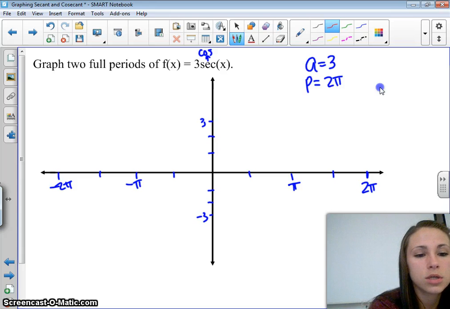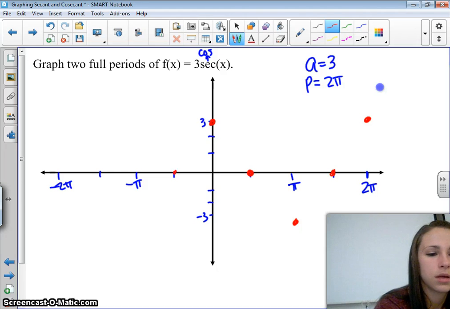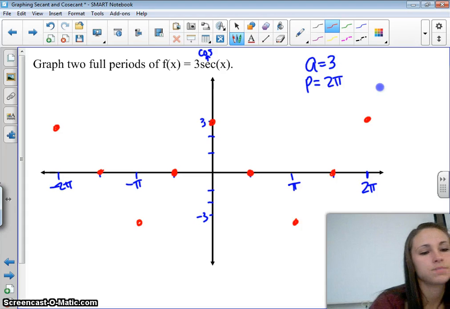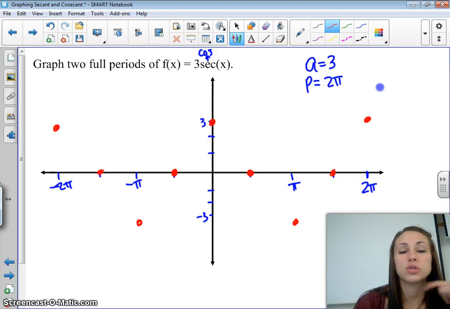So cosine starts up at a max, and that would be at 3. So max, 0, min, 0, max. Then on the other side it would go 0, min, 0, max. Now, I'm not going to graph this cosine. I'm not going to connect those points because this isn't cosine, this is secant.